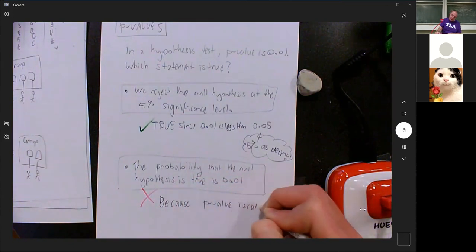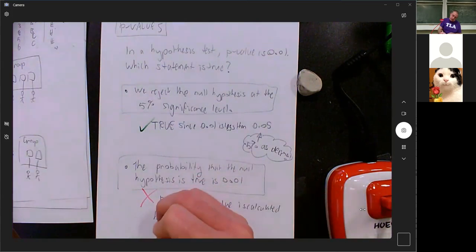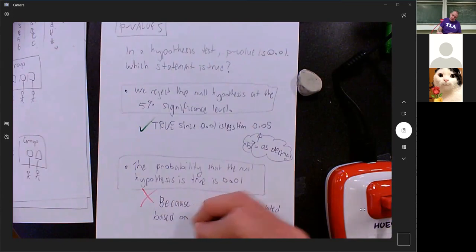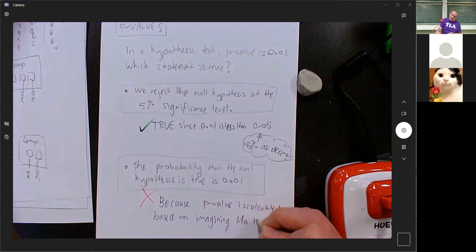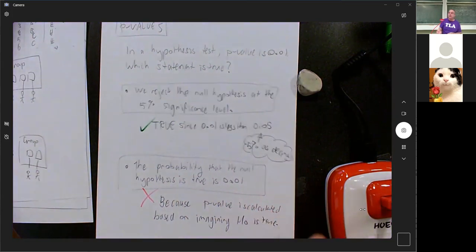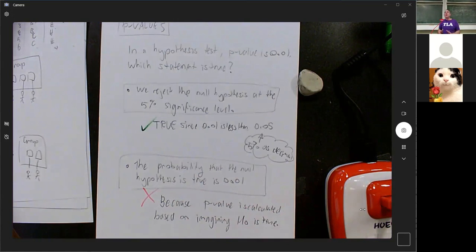Yeah, because the p-value is calculated based on imagining the H0 is true. So it won't tell you a probability of H0 because we started imagining it was true. This is why it's so confusing. So you're just not allowed to say this. It is definitely related to whether the null hypothesis is true or not, but in a technical sense, you can't say that.